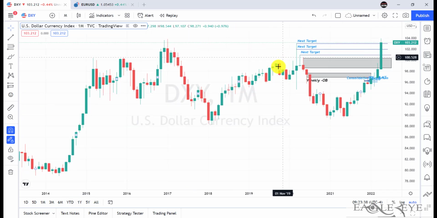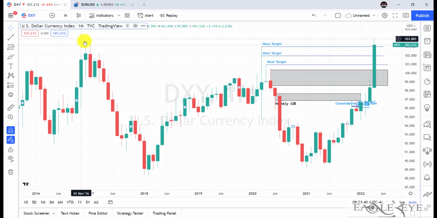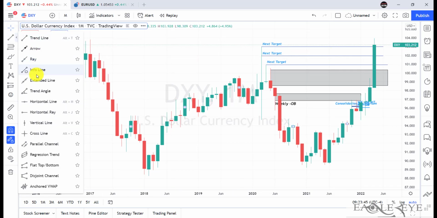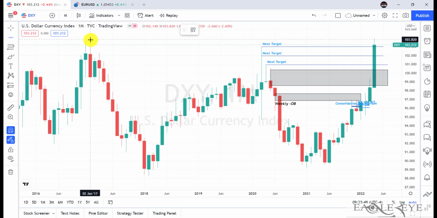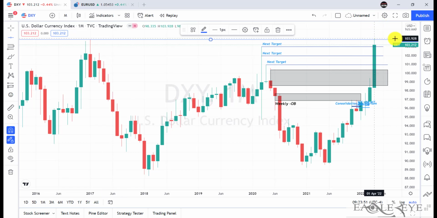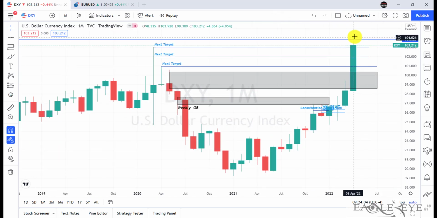Now on the monthly, you can see this particular high over here. That particular one was also reached. Price just reached into that particular high, and then had some kind of retracement, right there. This particular high.